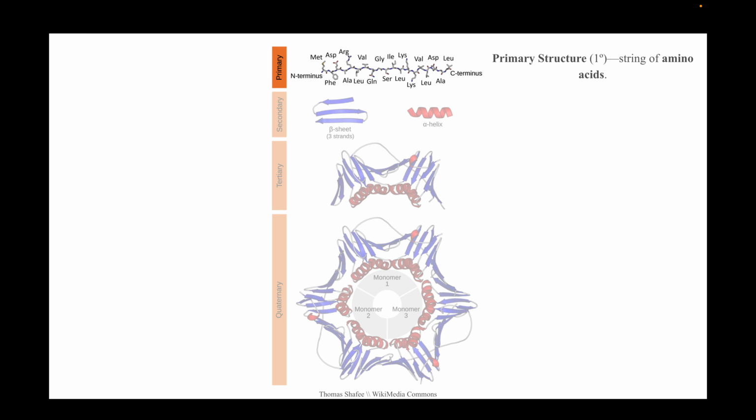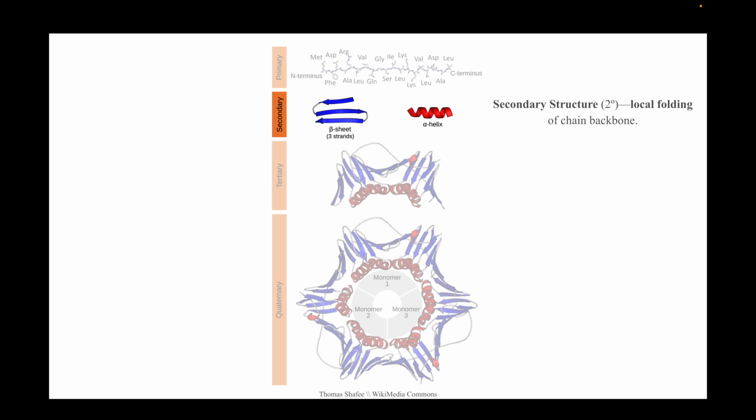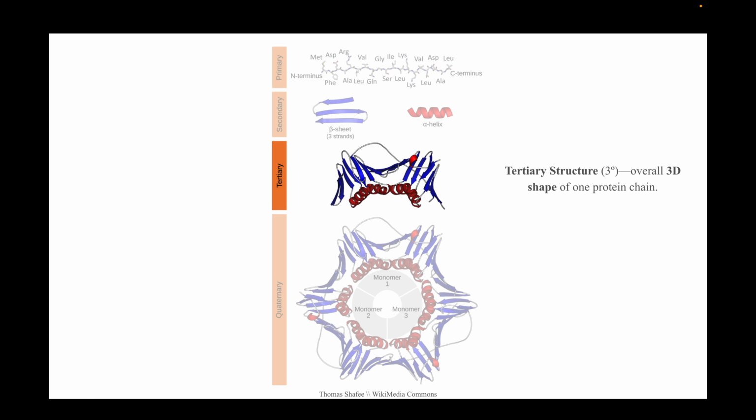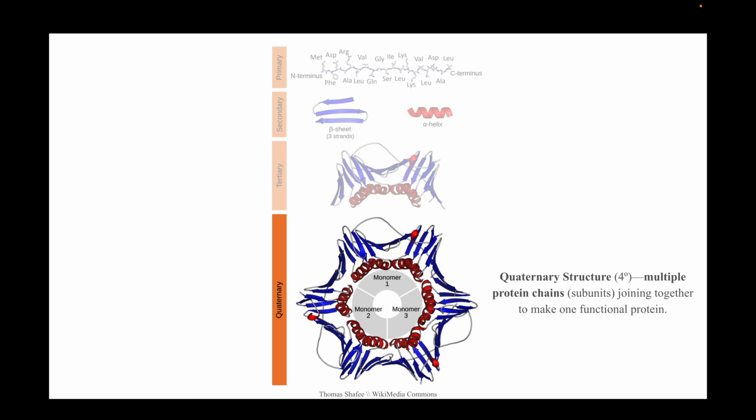Going through this again, the primary structure is the string of amino acids which make the protein. The secondary structure is the local folding of the chain backbone with beta sheets and alpha helices. The tertiary structure is the overall 3D shape of a single protein chain. And the quaternary structure is when multiple protein chains or subunits join together to make one functional protein.